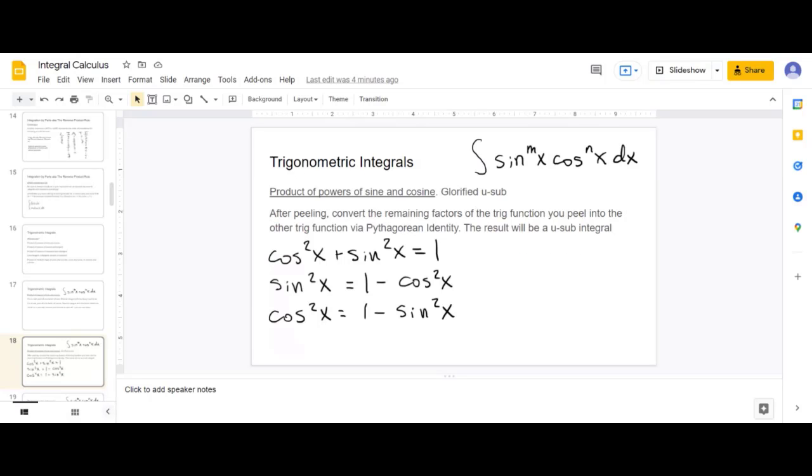But here's the next step. It's just a glorified u substitution. You convert the remaining factors of the trig function that you peeled off, so everything except for that lone one at the end, to the other one via the Pythagorean identity. So I solved it for you. We know that cosine squared x plus sine squared x is 1. And then in either case, we have sine squared or cosine squared equals 1 minus the other squared. After this, you would choose u to be the one with the most powers. So you'll only have one factor that you peeled off at the end next to the dx, say sine, for instance, and then you'll have a bunch of powers of cosine. Then you would pick u to be cosine, and it would reduce the problem to u substitution.